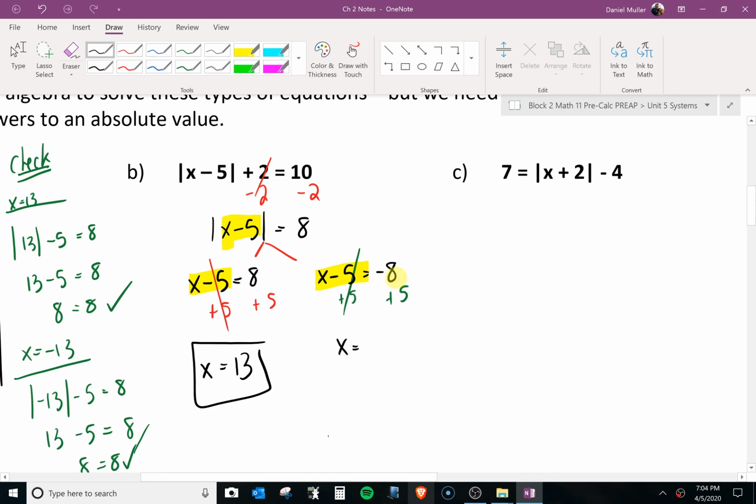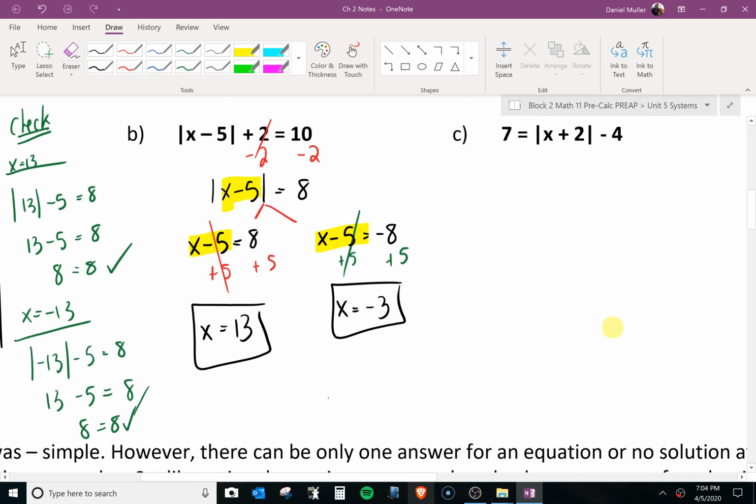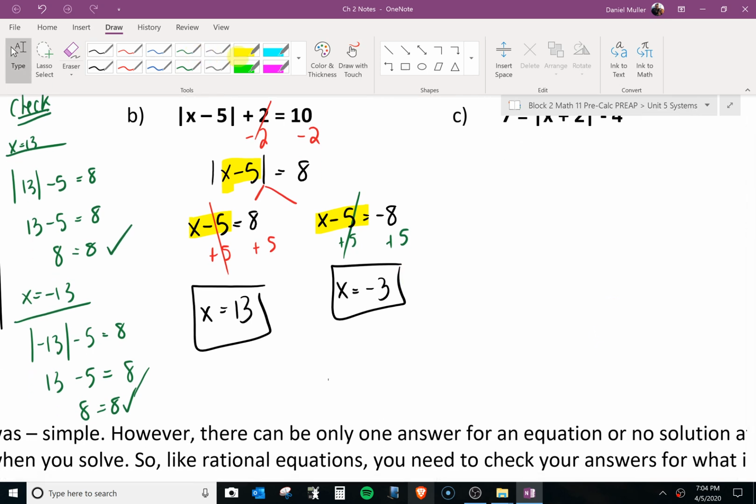And x is equal to negative 8 plus 5, which is, I think, negative 3. So we have two answers, x equals 13 and x equals negative 3. So let's check these just to make sure that they work.